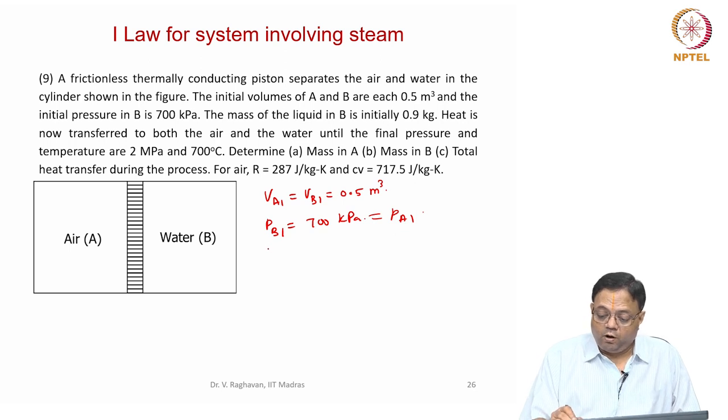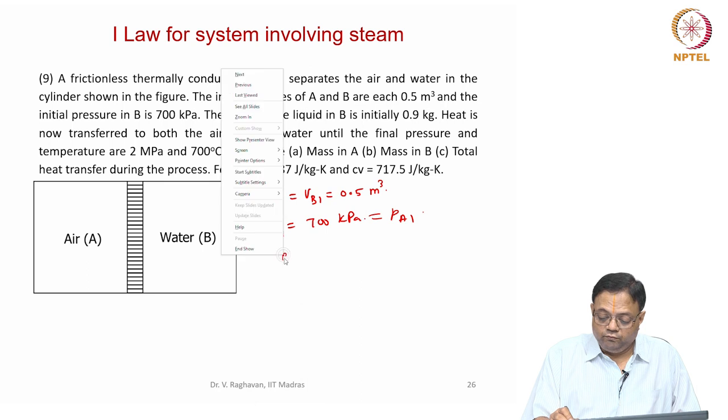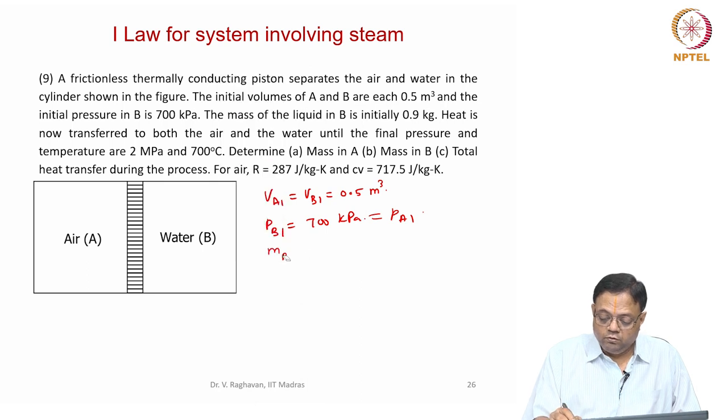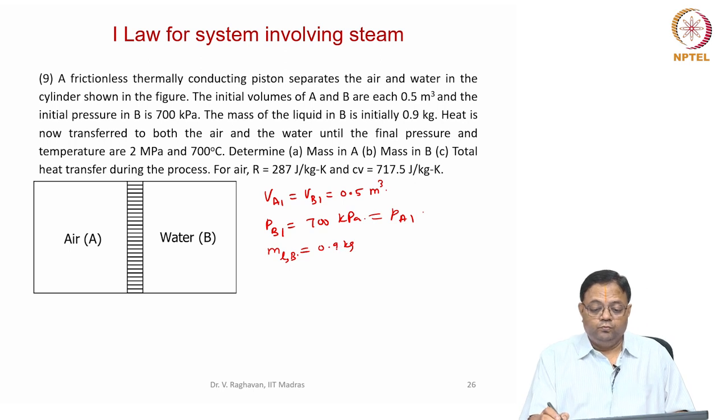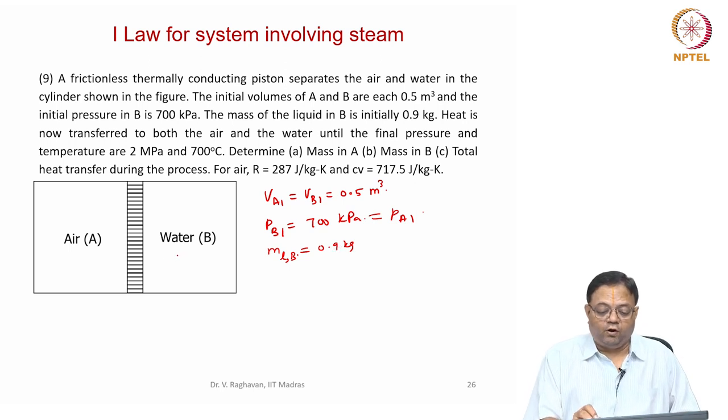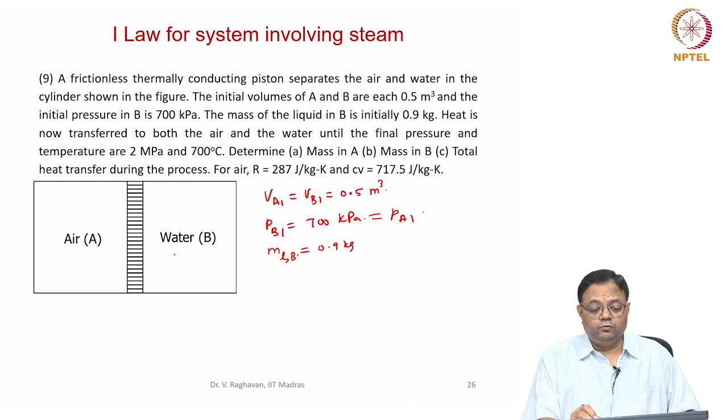Now the mass of the liquid in B is equal to 0.9 kg. So basically it has water, that is, water means it may be in any phase, liquid and vapor in this case.